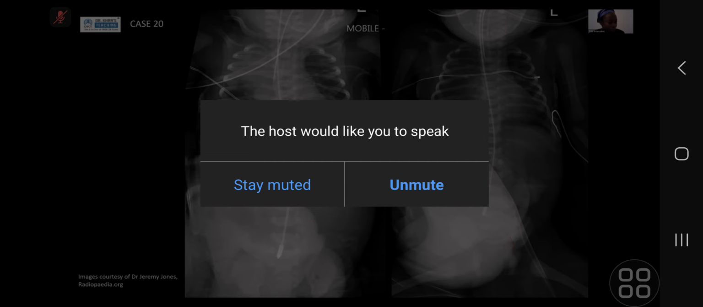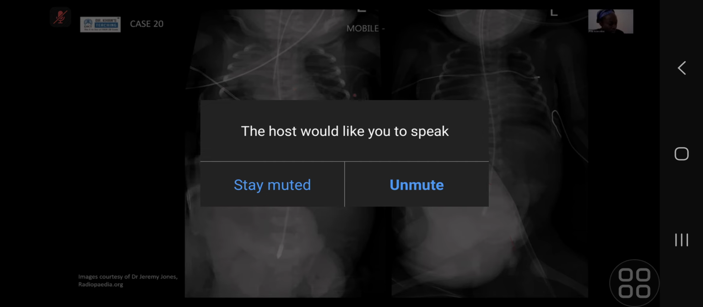So the first clue, I'm going to come back to that. What I'm going to say is, on this one, you can see that this child has right upper lobe collapse, and I think it's because the NG is a little bit low, and then they've pulled it back, and that bit of lung is reinflated. So that's why your lines and tubes are important.